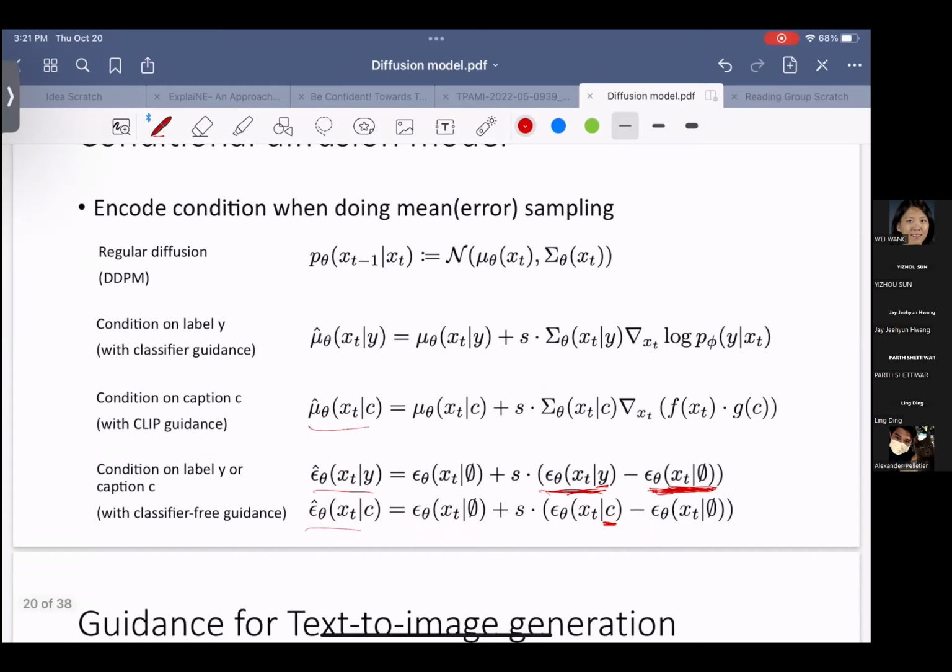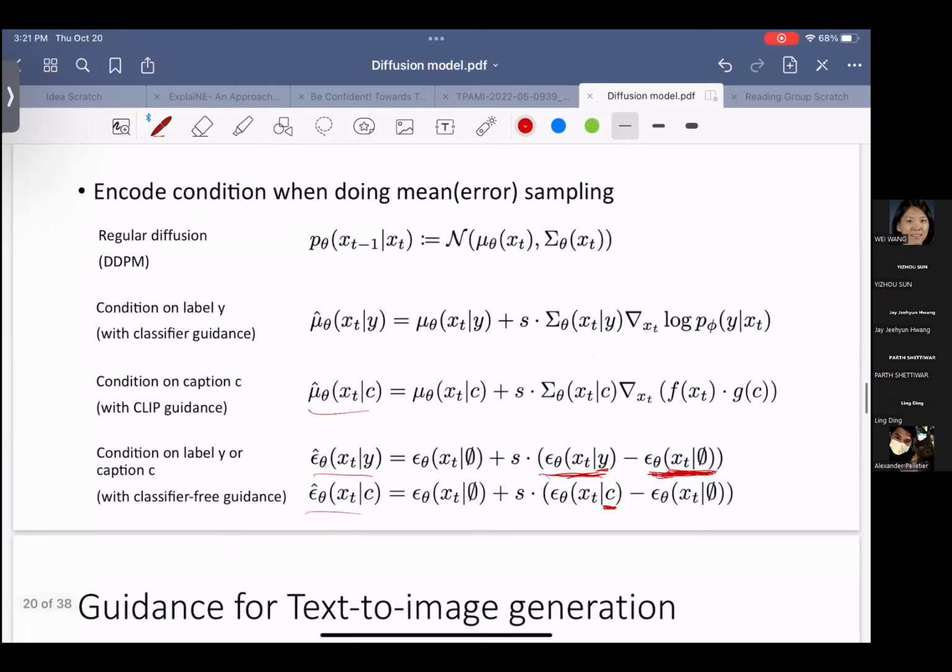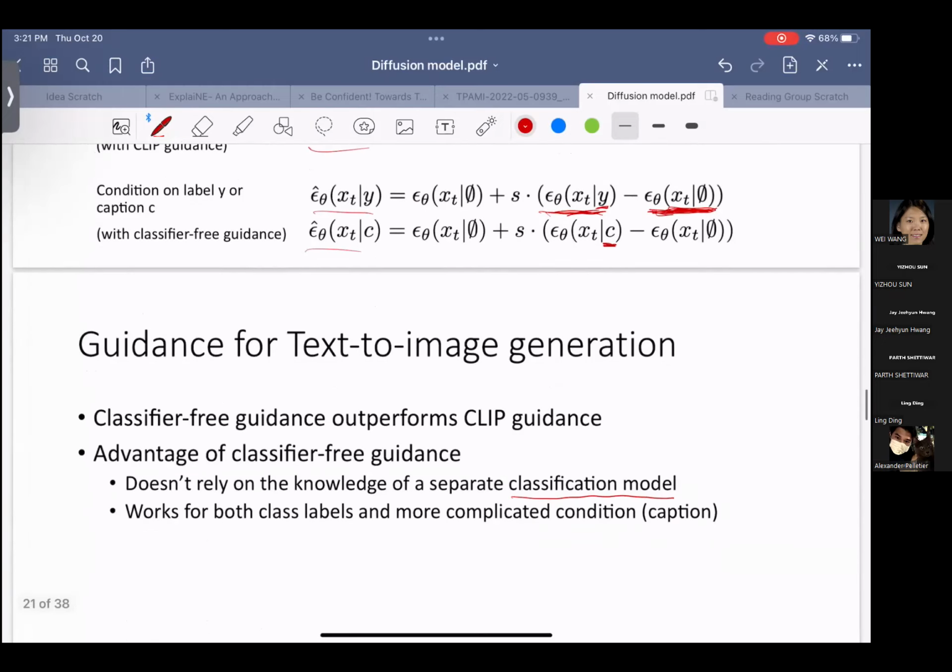Okay. For the covariance generation, I will go back and check it. That's a very interesting point.